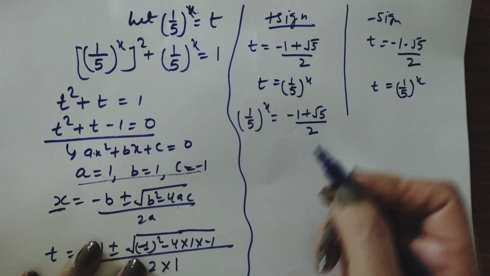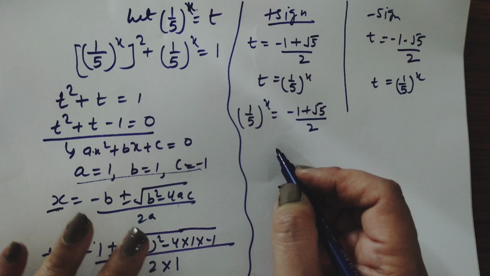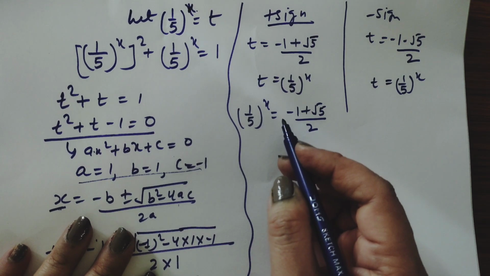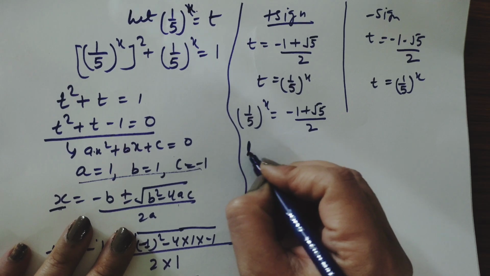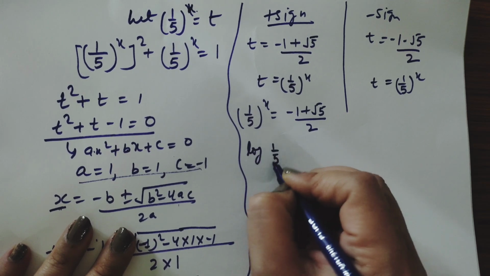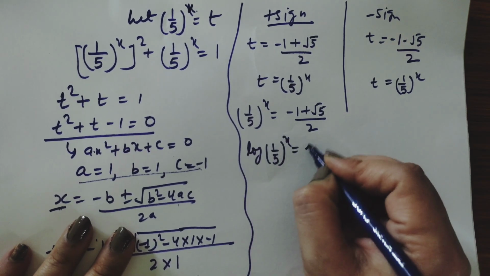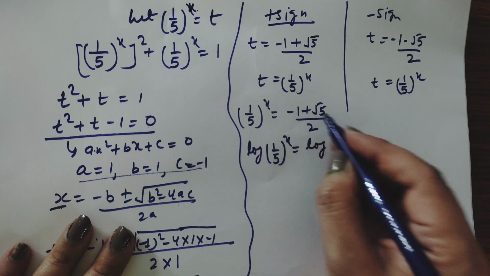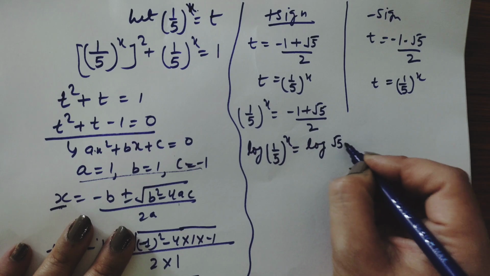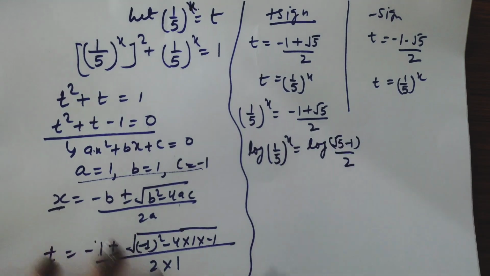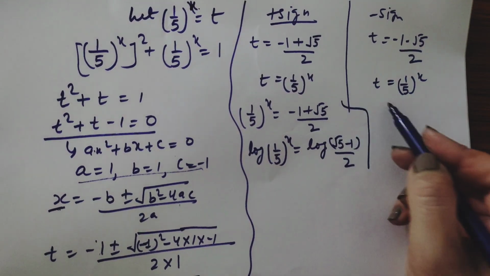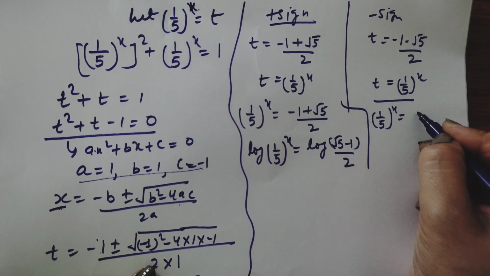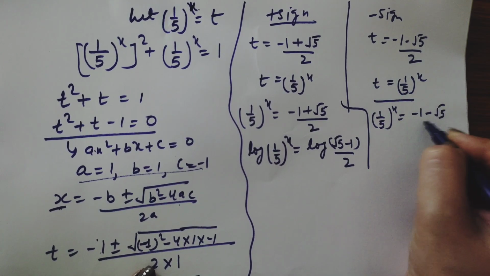Now, since the power is x, we will take log on both sides: log of 1 upon 5 power x equals log of (minus 1 plus root 5) by 2. In this case, you can see if you put the value, 1 upon 5 power x equals (minus 1 minus root 5) by 2.